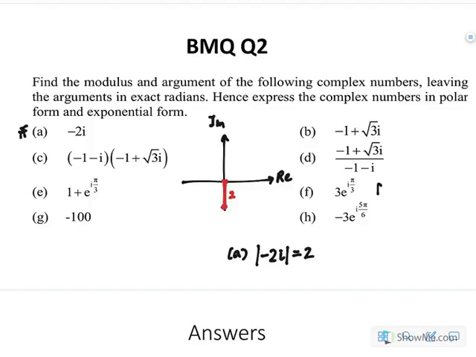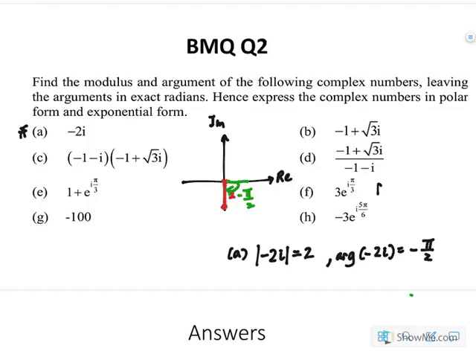Okay, argument, what's the argument? You can see argument is always taken from the positive real axis. So over here, this is a positive real axis. Where's the argument? You can see that the argument is just negative pi over 2. So the argument of negative 2i is just equal to negative pi over 2. Alright, so with that we have found the modulus and the argument.